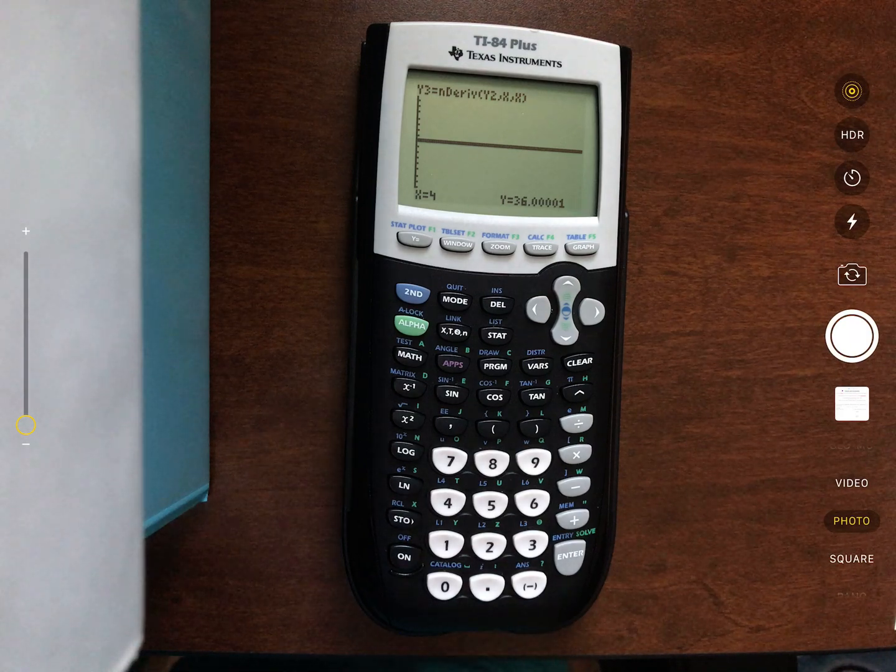You can do the same thing when we're looking to see if my function is increasing or decreasing. Remember when we test our intervals in our first derivative to see if our first derivative is positive or negative.